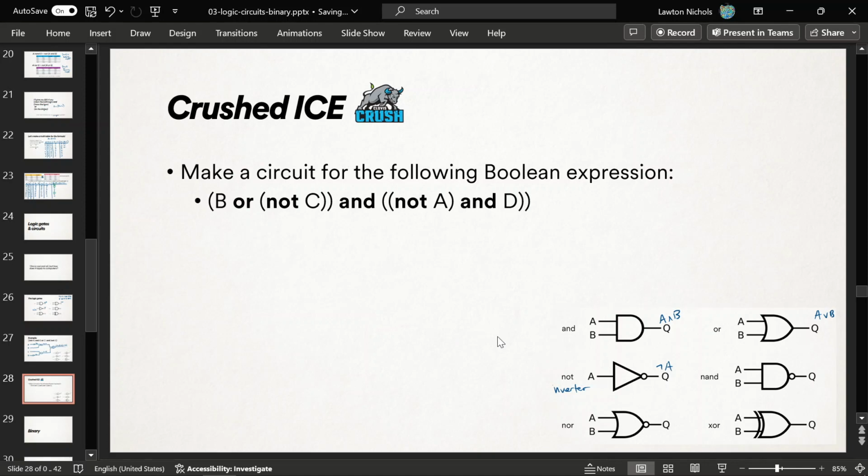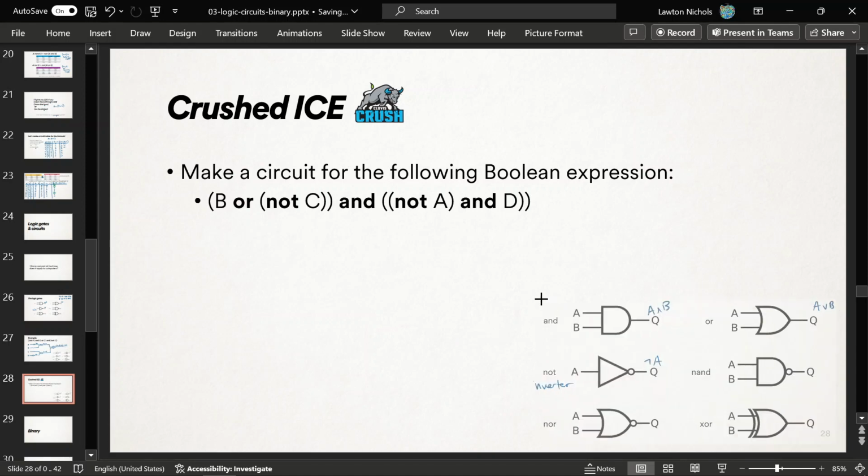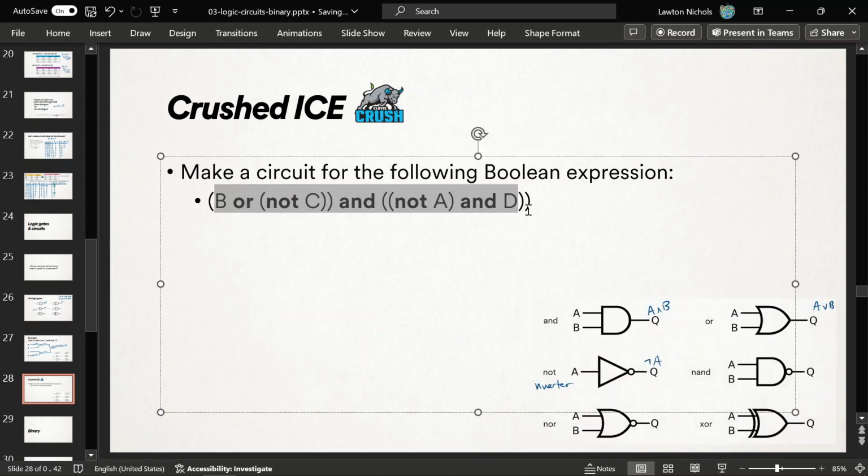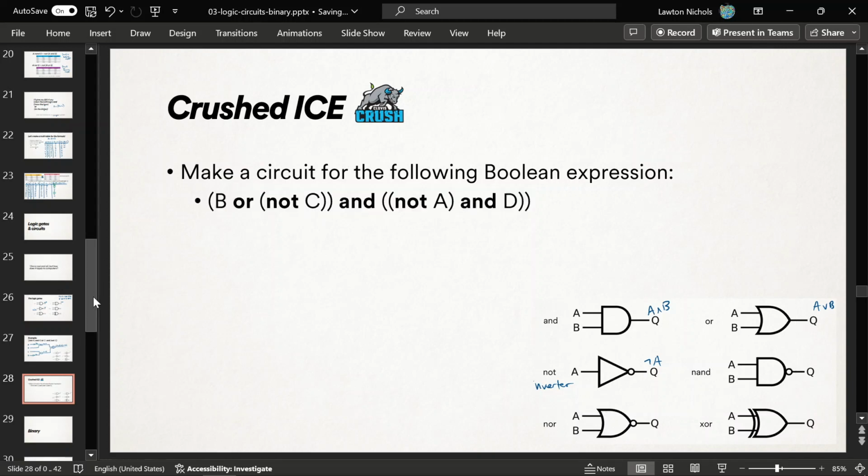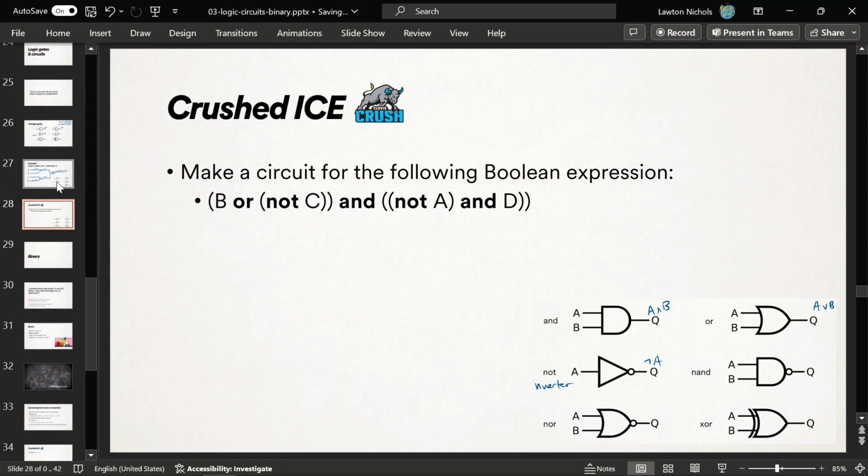So here you try. Here is a formula for you. B or not C, ANDed with not A and D. So draw the wires, bring them together, and get the final output looking like this, and help each other. I'll give you a few minutes to try it, and then I'll do it with you. Give you like 3 minutes to try it.